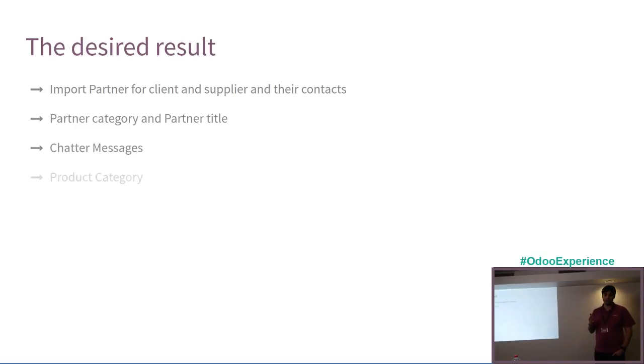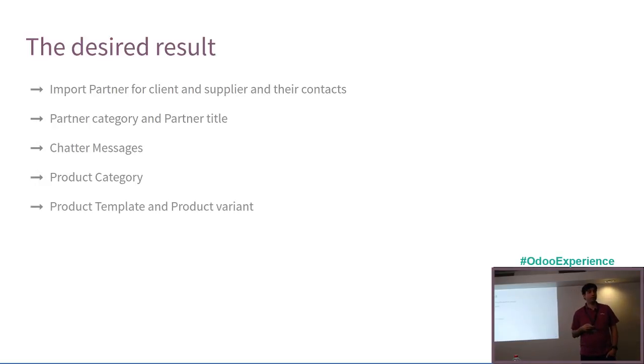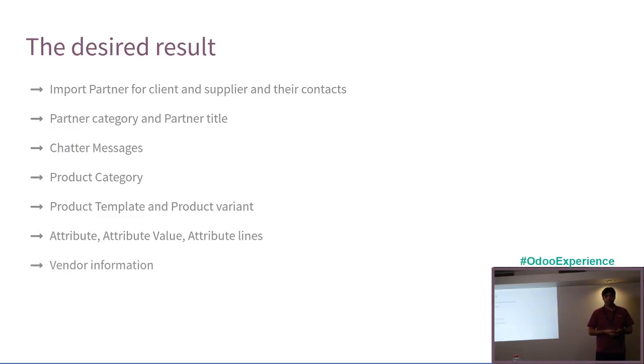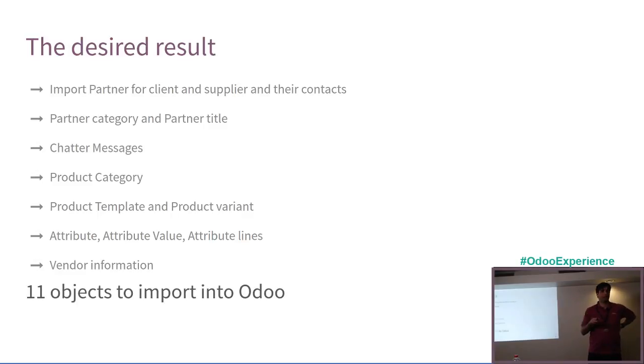What do we want to put into Odoo? Well, the partner, the client, supplier, and the contact, the partner category, the partner title, the chatter message, the product category, the product template, the product variant, the attribute value, the attribute line. So if you know how product variants are architected, there is a lot of objects behind it. And the vendor information on the product. So we end up with 11 objects to import into Odoo. So from 4 or 5 files, we end up with 11.